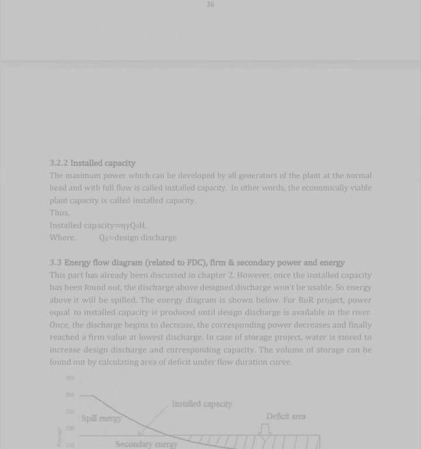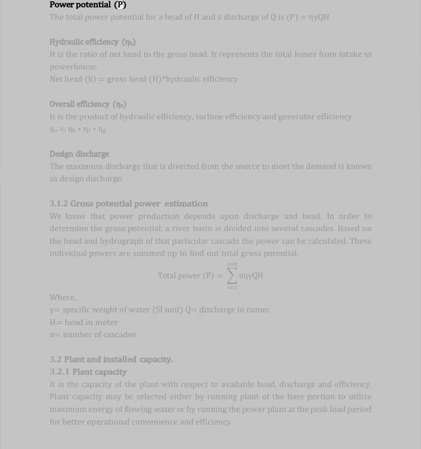3.1.2 Power potential, P. The total power potential for a head of H and a discharge of Q is P equals eta gamma QH. Hydraulic efficiency, eta H, is the ratio of net head to the gross head. It represents the total losses from intake to powerhouse. Net head, H, equals gross head, H, asterisk hydraulic efficiency.